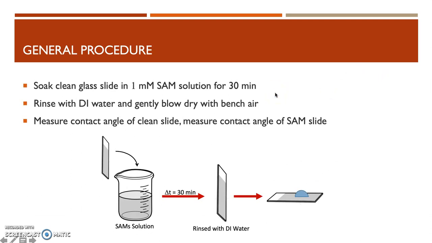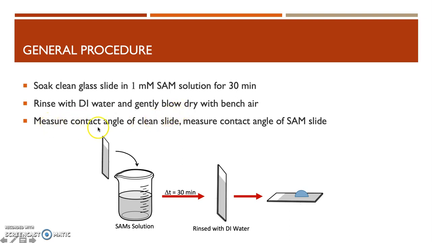In order to do this, our general procedure is going to be to take those clean glass slides and soak them in 1 millimolar of a SAM solution for about 30 minutes. Once 30 minutes is up, you're going to rinse those slides with deionized water and gently blow them dry with the air that comes out of the lab bench.